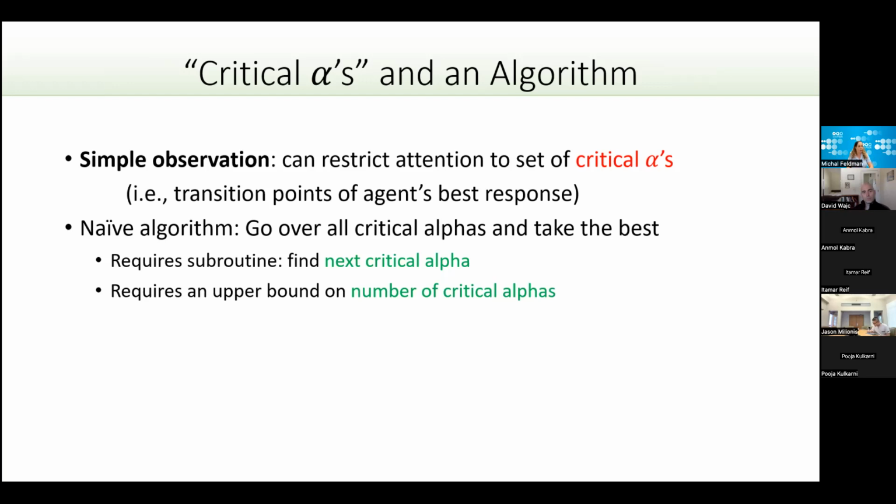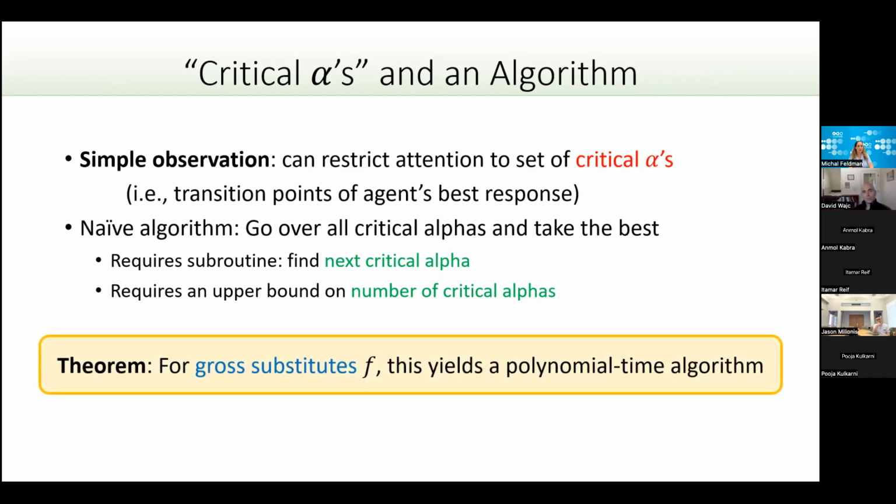So for additive f, I already told you that this is the case. We only have a linear number of transitions because every time we just add one action, because of the nice and very independent structure of additive f. But for gross substitutes or more combinatorial functions, this is not the case. However, we show that this naive algorithm yields a polynomial time algorithm as long as f is gross substitutes. So essentially, what I need to show you is two things. First of all, that given some alpha, for a gross substitutes f, we can compute the next critical alpha in polynomial time. And second, that we don't have too many critical points. And actually, one more thing is that we can compute the agent's best response in polynomial time. Now even that is not clear. Good. So this is the case for gross substitutes.